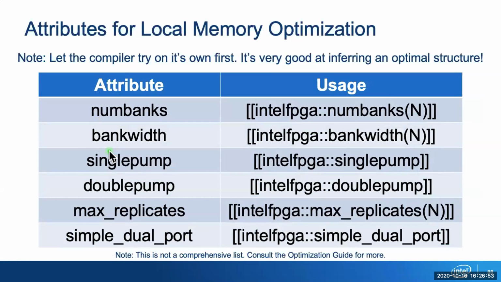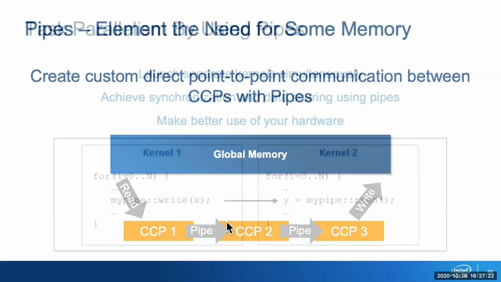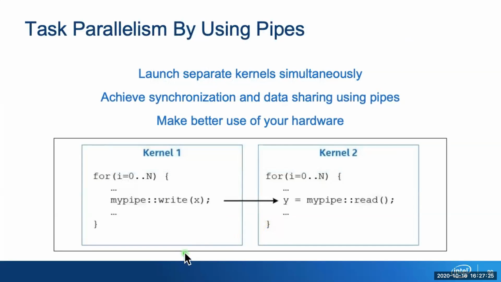So here we have some example of attributes for memory optimization, and here we have how the pipes work. We have multiple kernels, and we can read data from global memory. It transfers data between kernels to save communication time, instead of writing back to the global memory and reading again. This is how the code looks like. I can write in one pipe in one kernel and read from another one.